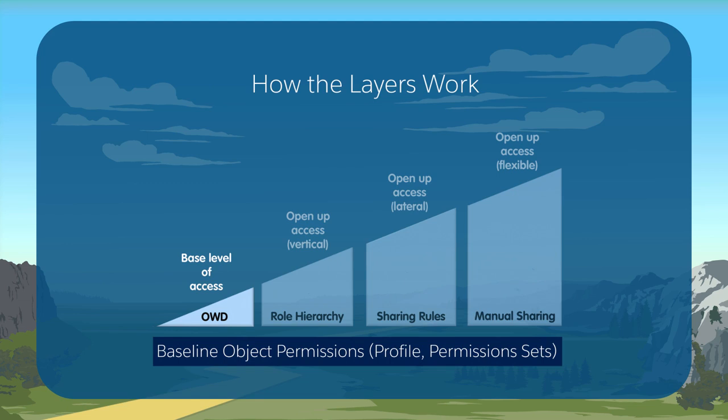If the defaults are anything less than public read-write, you can open access back up to certain roles using the role hierarchy. You can further open up access using sharing rules. And the record owner can also share individual records with other users by using the Share button on the record.